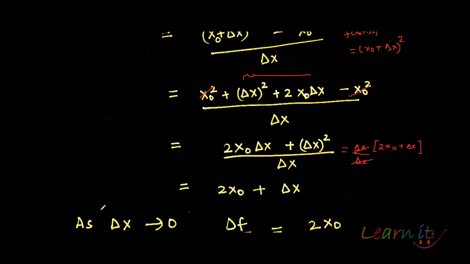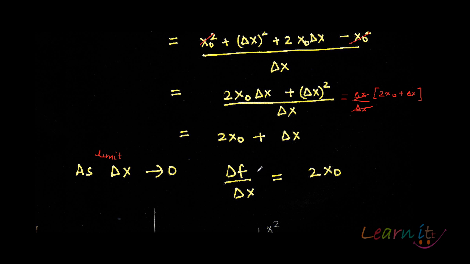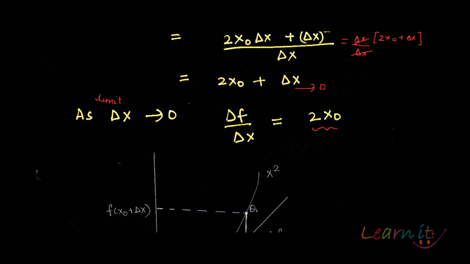Now I need to look at the limit as change in x goes to 0. As change in x goes to 0, change in f upon change in x equals, this term is almost going to 0, so it's just 2x naught. Diagrammatically, if I want to look at it, what will it look like?